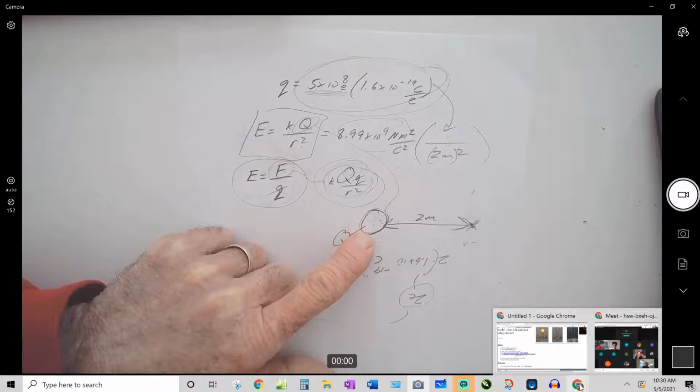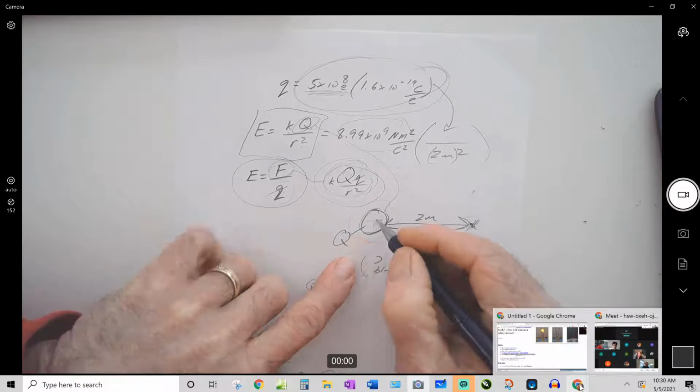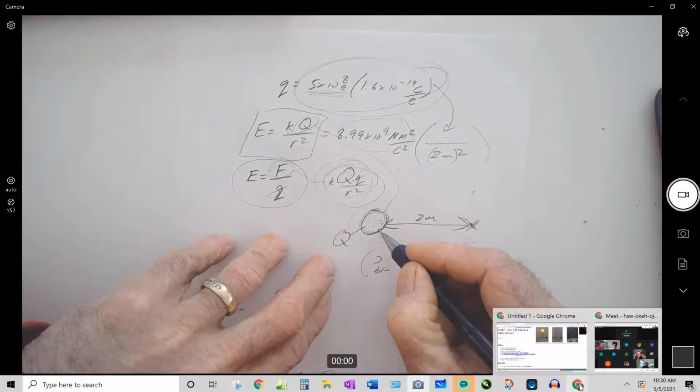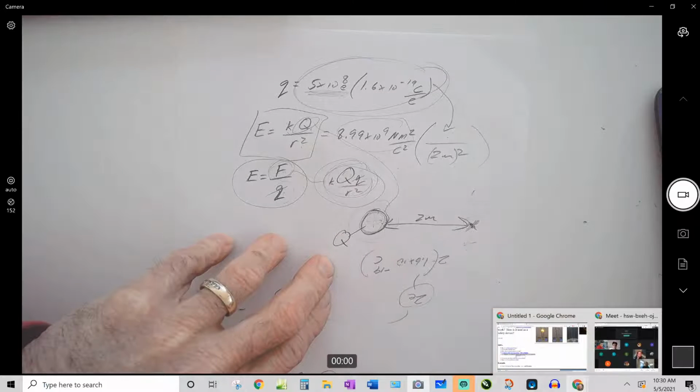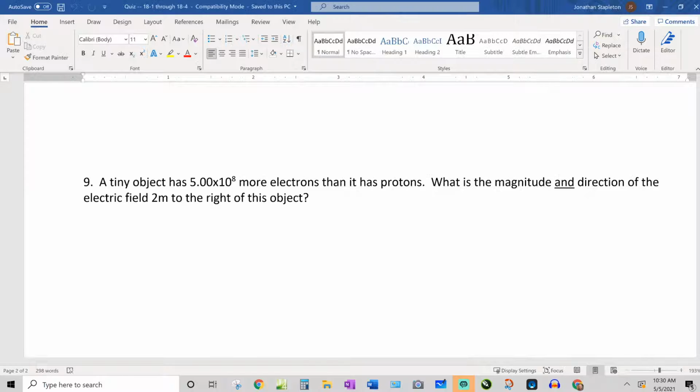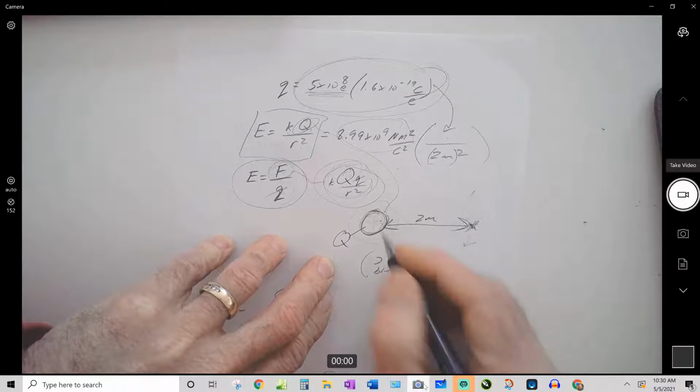Actually, you know what? I do know the charge. Is this thing that's creating the electric field positive or is it negative? Let me go back to the problem because I'm kind of getting lost, and if I'm getting lost, you're certainly getting lost. A tiny object has this many more electrons than it has protons. So the tiny object's creating the electric field. What is the charge of the tiny object? Positive or negative? Negative. Thank you, Jackson. Yes. So this is a negative charge.